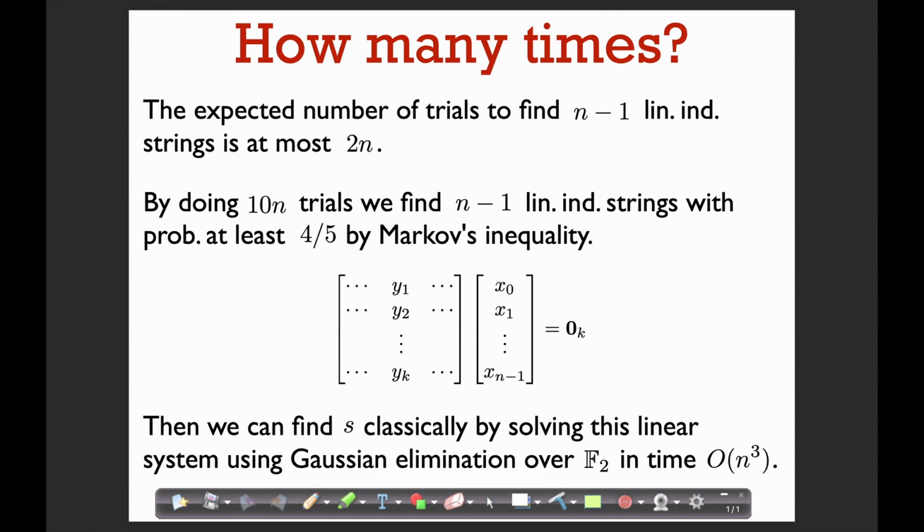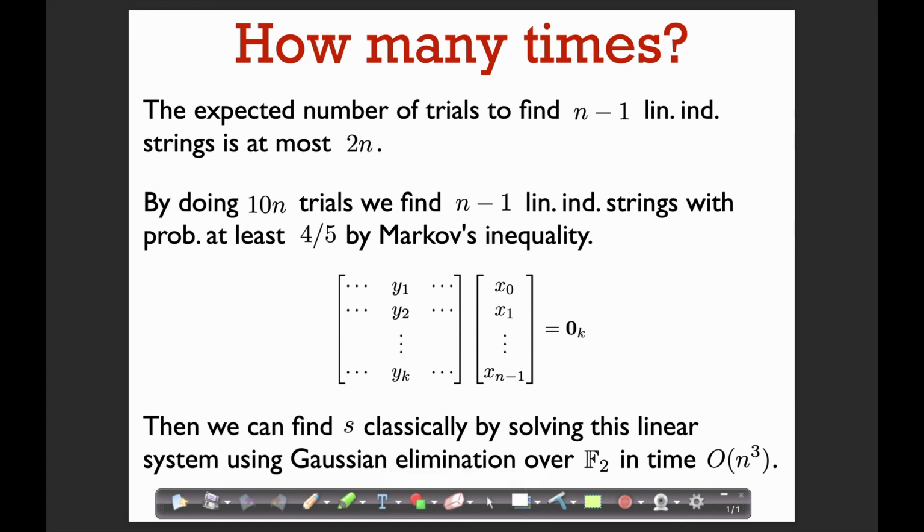So if we do a constant times the expected number, say we do 10n trials, then we will succeed with probability at least 4/5, by Markov's inequality. If we do 5 times the expected number, then the probability that we don't succeed will be at most 1/5. So now we finally have our answer.